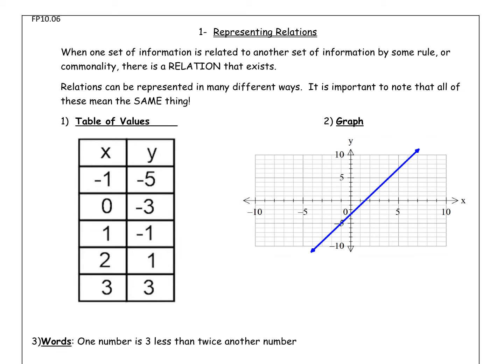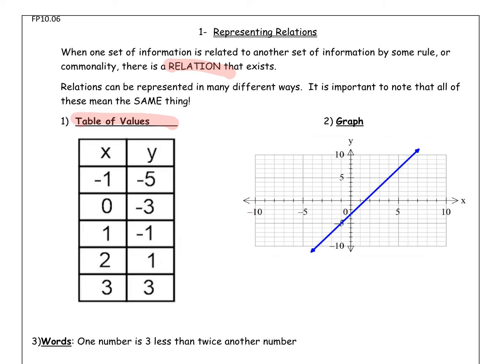involved, okay? So if there is a relationship or some kind of a rule or some similarity where you can see how you get one number from another number in a set, then there is a mathematical relation that exists, okay? And relations can be represented with a table of values.